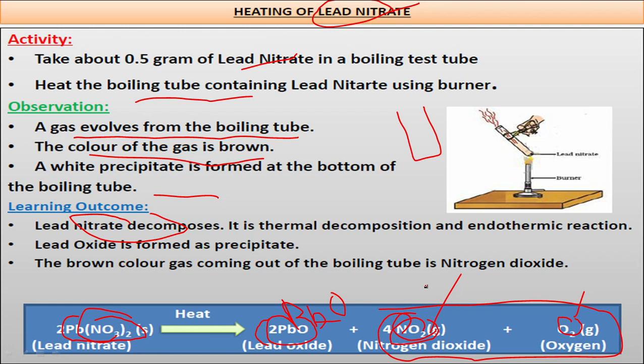And a white PPT which is forming out, this white PPT is formed for lead oxide, that is PbO, lead oxide. And the brown color gas which is coming out, this is because of the presence of nitrogen dioxide gas.